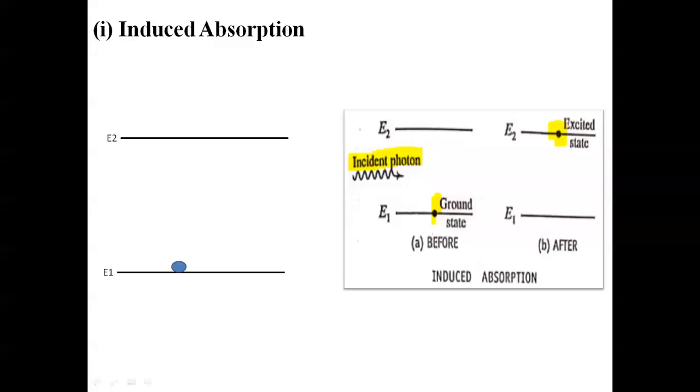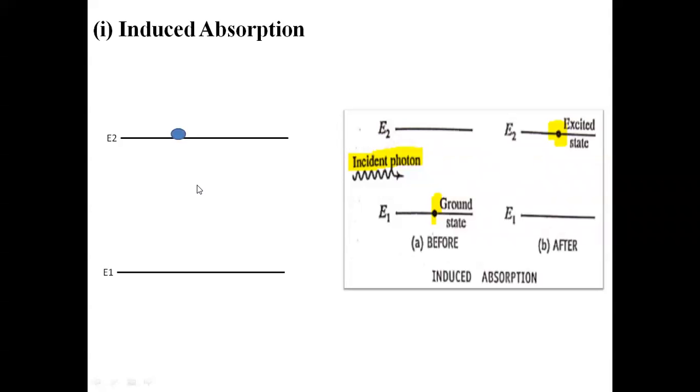Okay, and that excited state is represented by E2. You can see this diagram, or you can also observe this animation. You just see here, this blue dot is the atom in the ground state. When there is a radiation which falls on this atom, that atom absorbs that radiation and goes to the excited state. You can see. This is known as induced absorption.